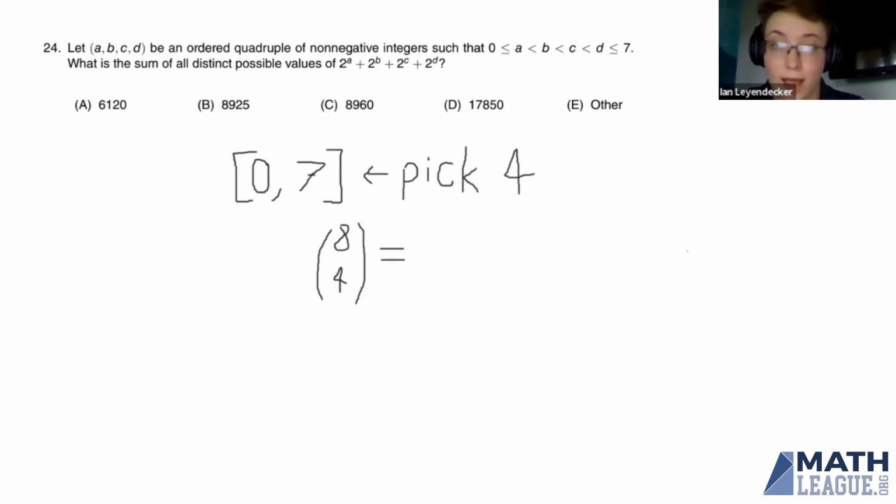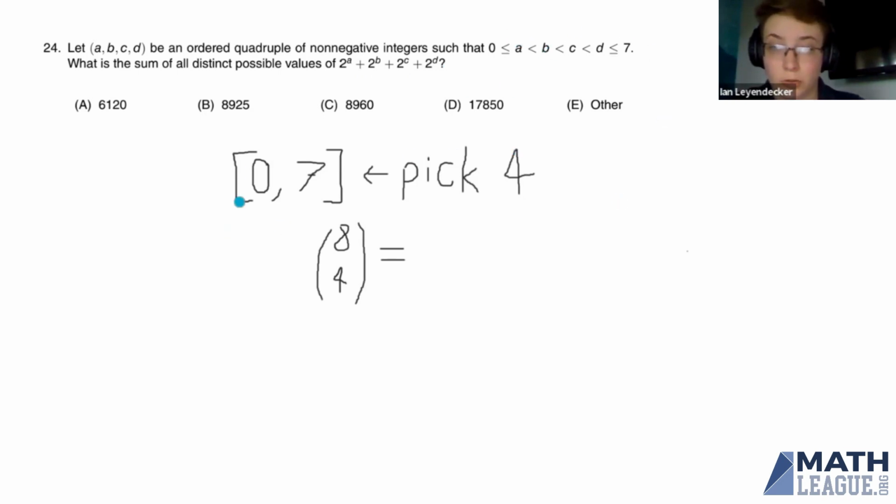First of all, let's figure out how many numbers in particular we're talking about. Since A, B, C, and D have to be 4 unique numbers, all in the range of 0 to 7 inclusive, we can just pick any set of 4 numbers from the interval from 0 to 7 inclusive and get a single distinct value of 2 to the power of A plus 2 to the power of B plus 2 to the power of C plus 2 to the power of D. Because no matter what set we pick out, as long as we order it, it'll be exactly one possibility for the values of A, B, C, and D.